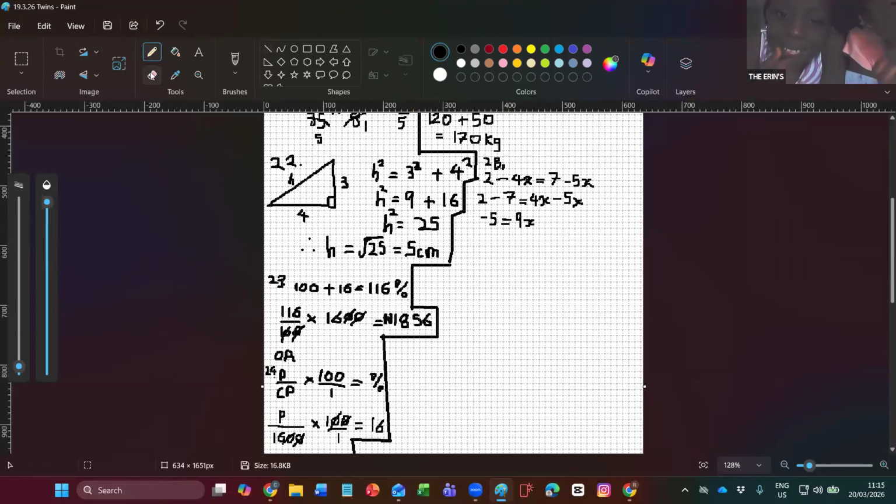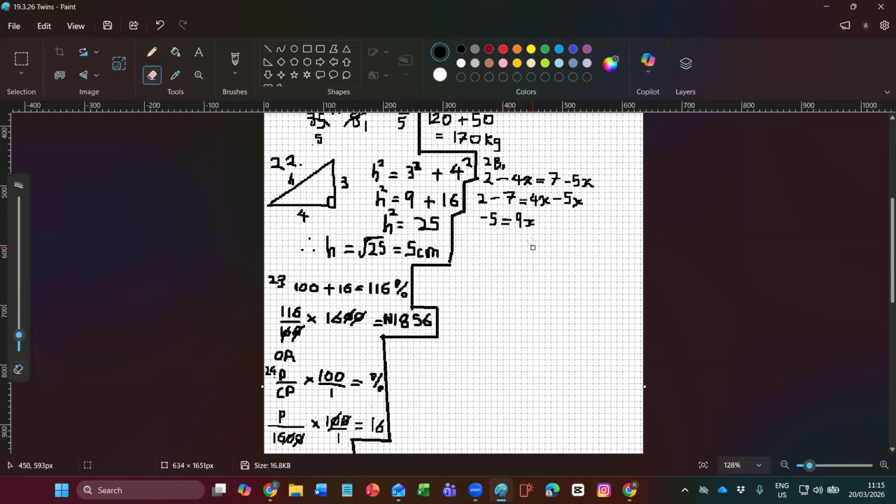Yes, sir. At least it gave us opportunity to learn something, isn't it? I'm sure you people have not seen that scenario before. That's why you people were giving me wrong answer. Minus 4 minus 5 is going to be minus 9. Just take note of that. But in this case, we have 4x minus 5x, which will be what? Minus x, isn't it?